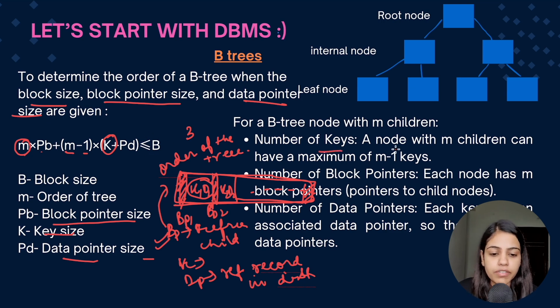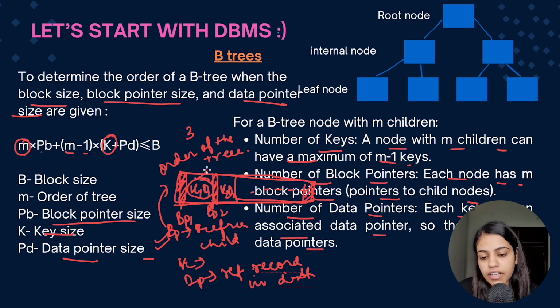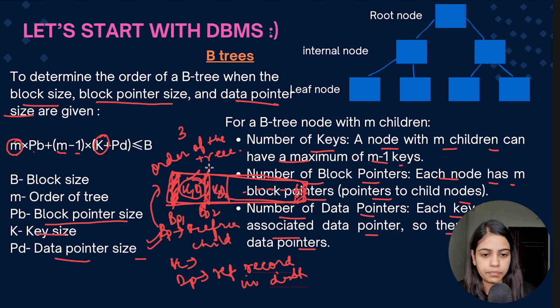So here the number of keys a node with M children can have is a maximum of M minus 1 keys. Number of block pointers: each node has M block pointers to the child nodes. Number of data pointers: each key has an associated data pointer, so there are M minus 1 data pointers. So the data pointers and keys are always M minus 1, that is 1 less than the block pointers, and the block pointers are always the maximum, the order of the tree, that is M, the order of the tree.